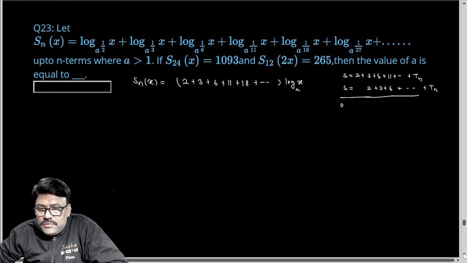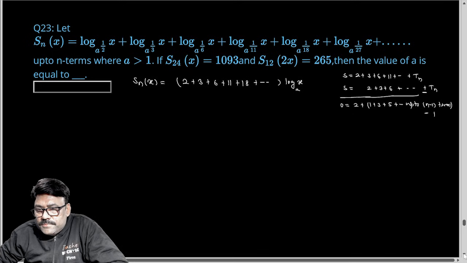So you will get 0 here, then you will get 2, and then 1 plus 3 plus 5 up to n minus 1 terms, because I have taken 2 outside. Since you are subtracting, this will be minus Tn. Take this minus Tn to the left. Now it is 2 plus 1 plus 3 plus 5 up to n minus 1 terms. This is an AP. If you add, you will get n minus 1 whole square.